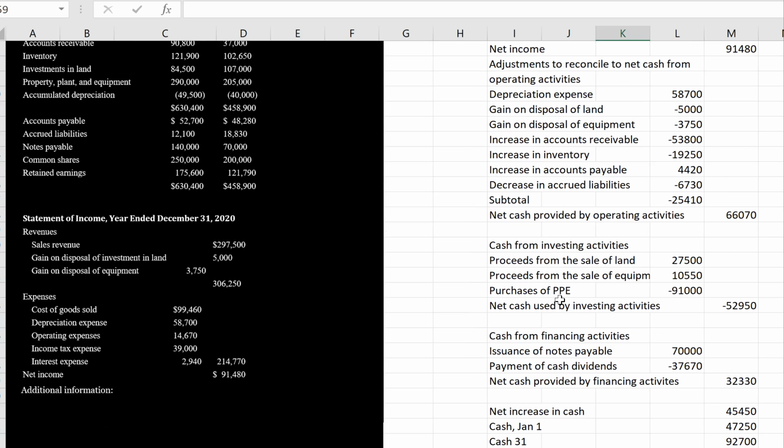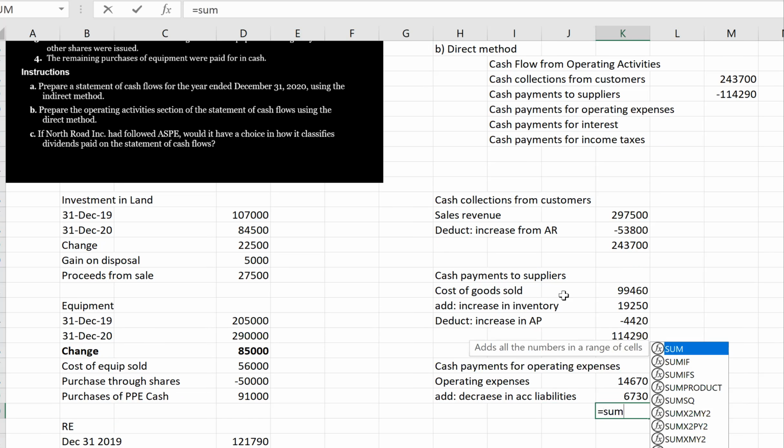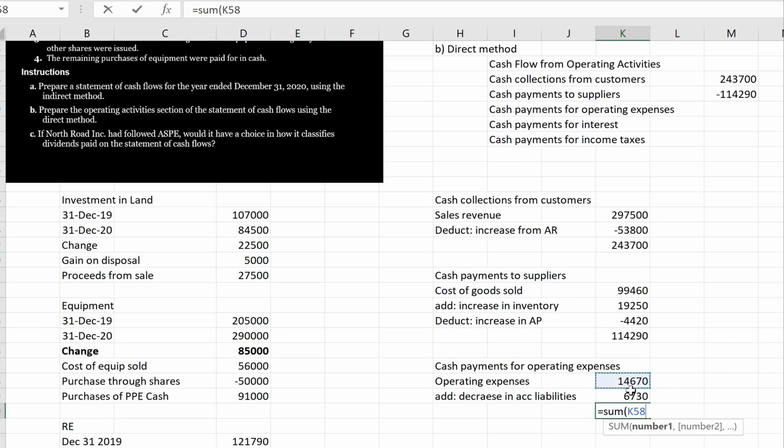So that means we must have used cash to reduce that balance. So we're going to add that to this because this is a cash outflow. So add the decrease, sorry, decrease in accrued liabilities. So that decrease is going to be 6,730. So this total is going to give me my cash outflow payments for operating expenses. So 21,400, and I'm going to put this here, of course, as an outflow. So it's got to be negative.